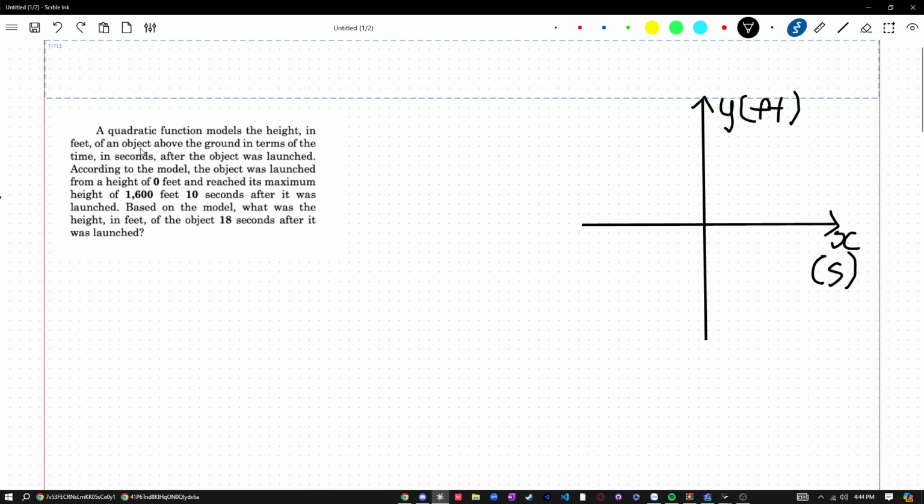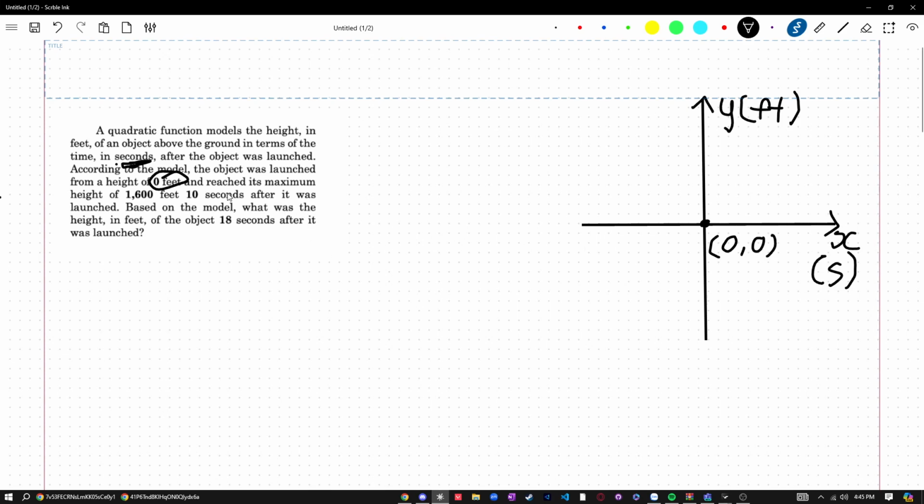So it gives us a quadratic function that models a height in feet. So we can see that y corresponds to feet, and x is in seconds after the object was launched. So x corresponds to seconds, and it gives us an initial height of 0 feet. So we know that the function will pass through the point 0, 0 in the xy plane. So this is 0, 0.